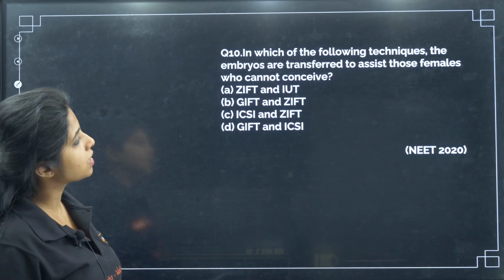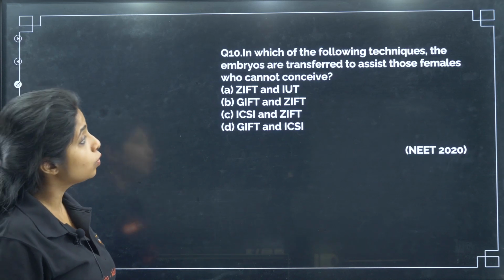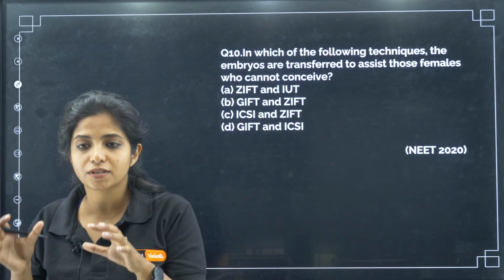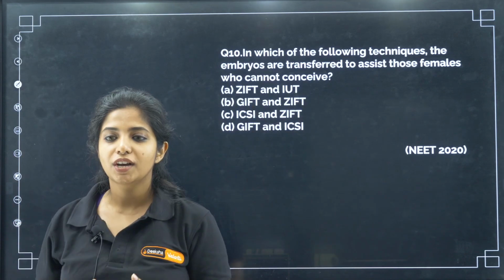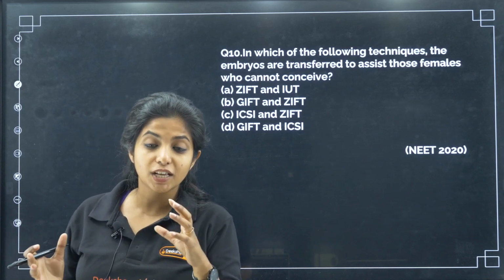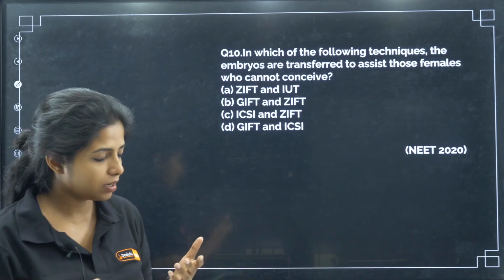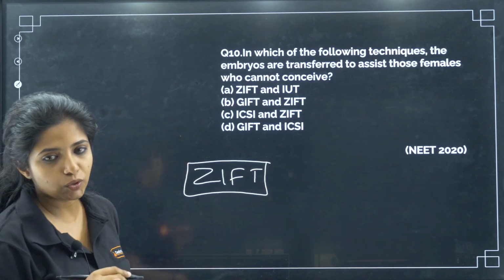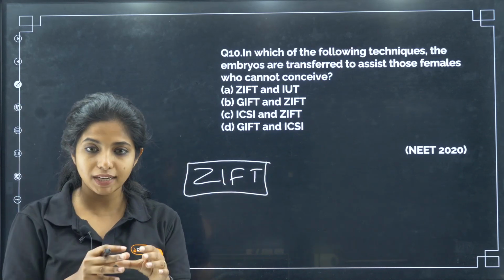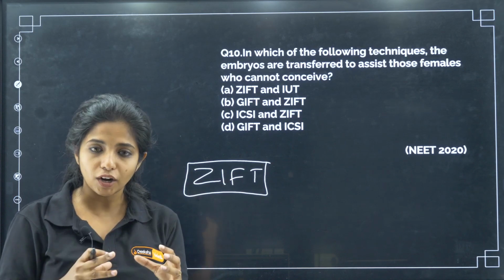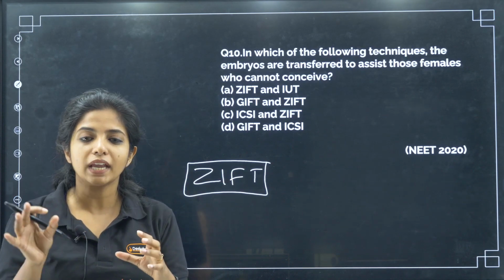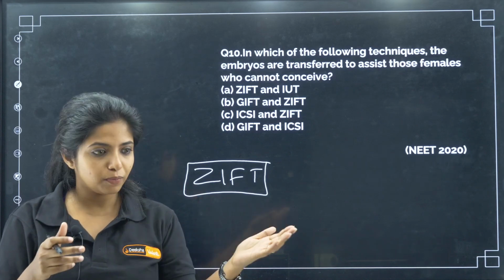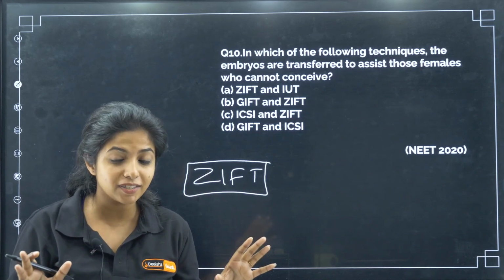Next, in which of the following techniques the embryos are transferred to assist those females who cannot conceive? So over here it is strictly asked that basically embryos are being given. Okay, embryos are being transferred to patients who basically cannot conceive. So which are the techniques through which I can transfer the embryos, my dear children? You have ZIFT, zygote intrafallopian transfer, where you take the sperm and the egg, you fertilize in the laboratory condition, and now you have the zygote. The zygote obviously starts dividing, but if it's up to 8 cell stage, we call it an embryo. Once the zygote divides into 2, it's not a zygote anymore, it's an embryo.